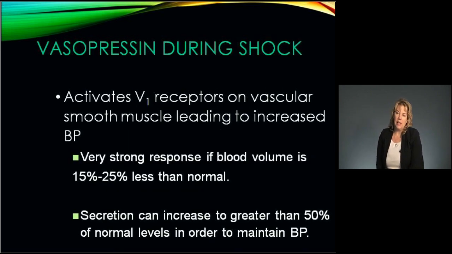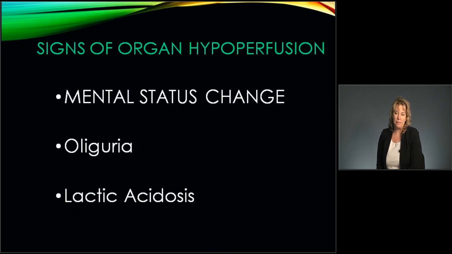We also know that in prolonged shock states, as vasopressin continues to be secreted by the pituitary, if our blood volume continues to drop, then it activates V1 receptors within the vascular smooth muscles, and then it can act as a vasopressor to help increase our vascular tone as well. Sometimes we can see an increase of that antidiuretic hormone and the secretion of it to more than 50% of their normal levels to help us maintain a normal blood pressure in prolonged shock states.